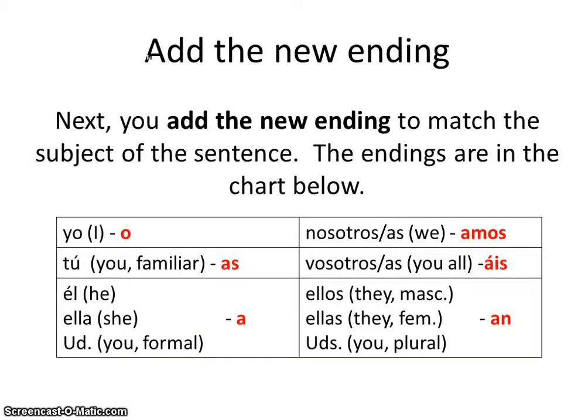Tú, which means you, familiar, or someone that's close to you, like a family member or a close friend, you're going to use the ending AS. For third person singular, which is él, ella, and usted, they all have the same ending, which is the letter A. Nosotros, nosotras means we, and the ending is amos, A-M-O-S. Vosotros and vosotras, which is used in Spain, the ending is ais. Third person plural, ellos, ellas, and ustedes, you will use the ending an, A-N.